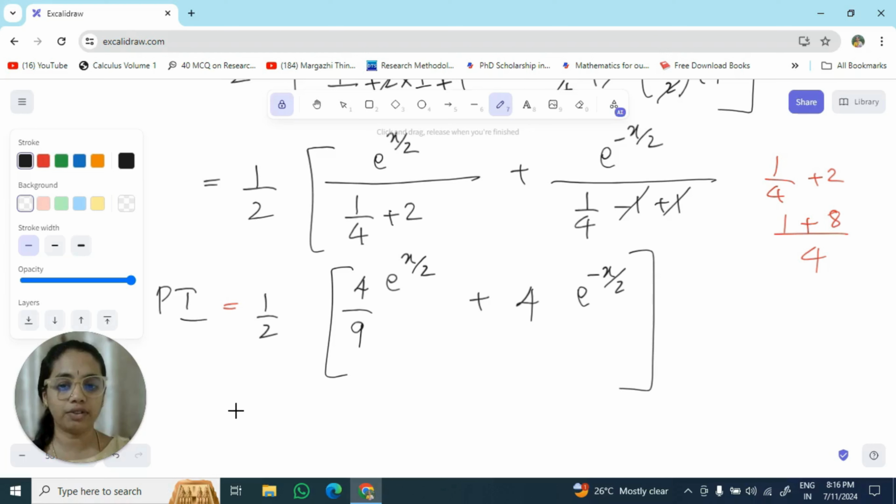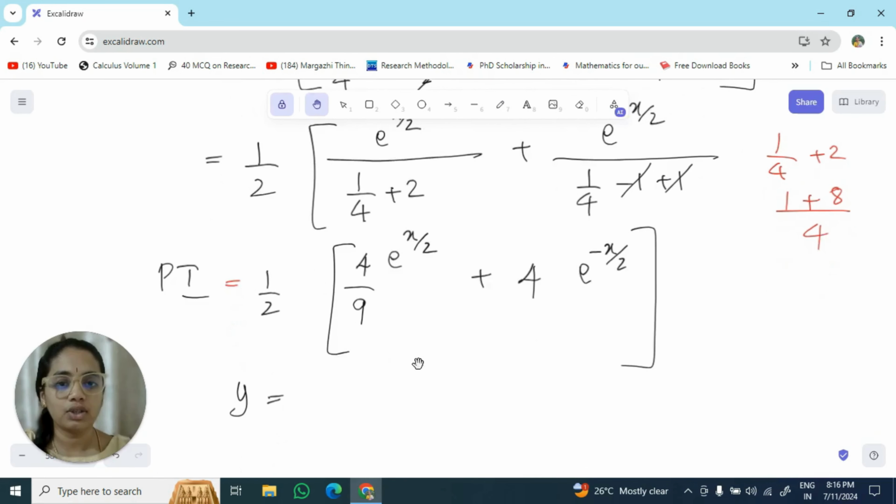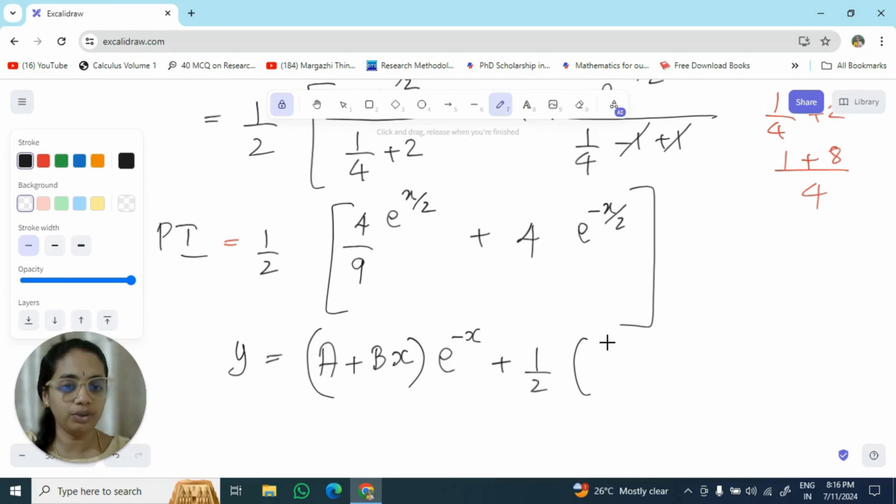Okay, now let us write down the final solution, that is y. Our y will be equal to, what were the roots that we got? D plus 1 the whole square, right? So the roots were a plus bx into e power negative x plus 1 by 2 into 4 by 9 e power x by 2 plus 4 e power negative x by 2.